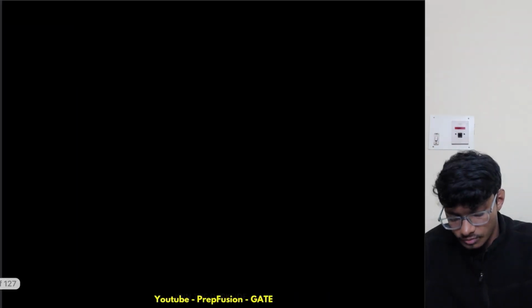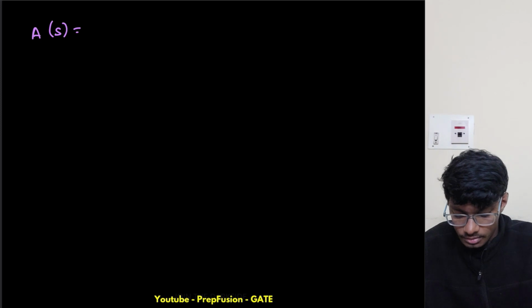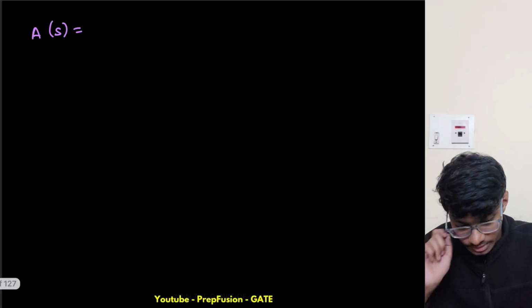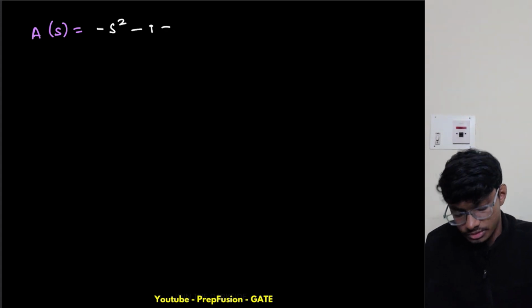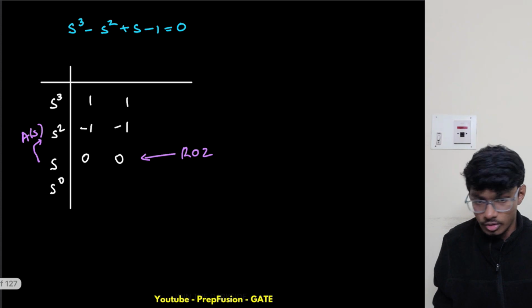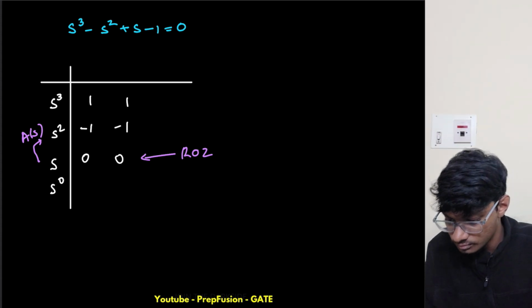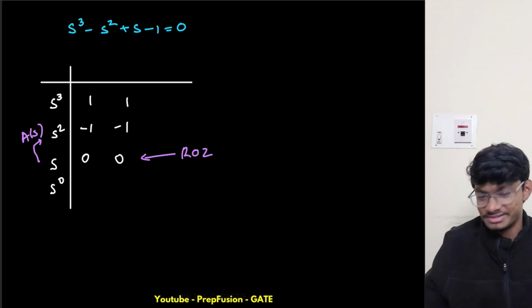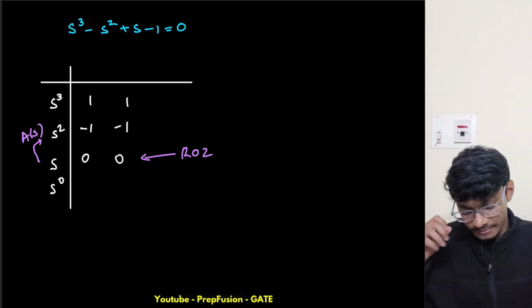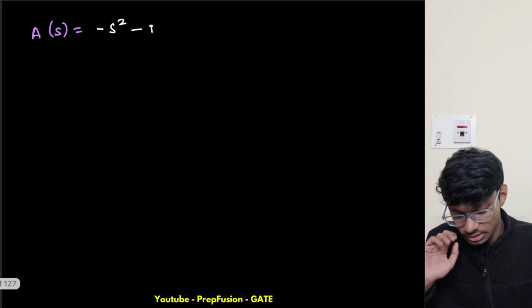Again, what will my auxiliary equation be equal to? This time it's a bit different. Minus s square minus 1 equals to my auxiliary equation. So the roots will also come out a bit different. Let me check if it's recording or not. Yes, everything is recording. Sometimes I get worried. So this is my auxiliary equation.